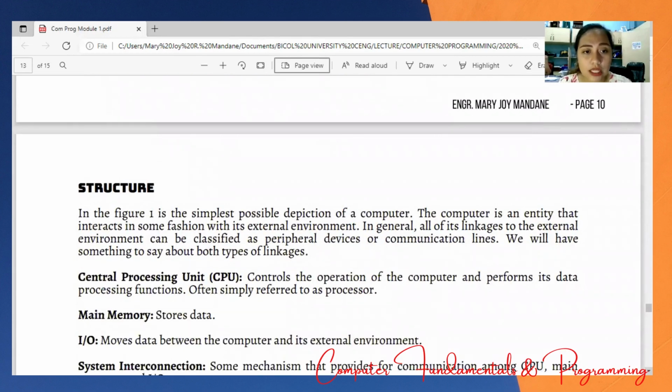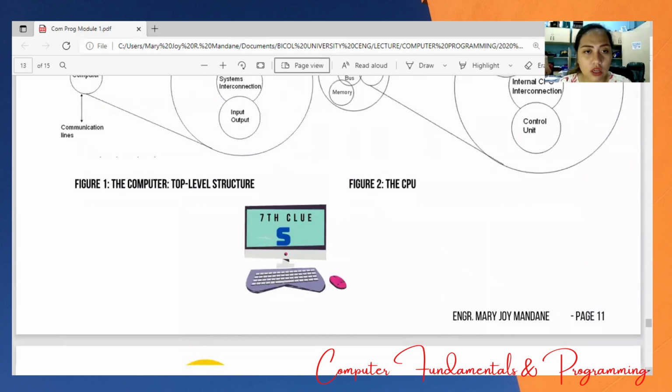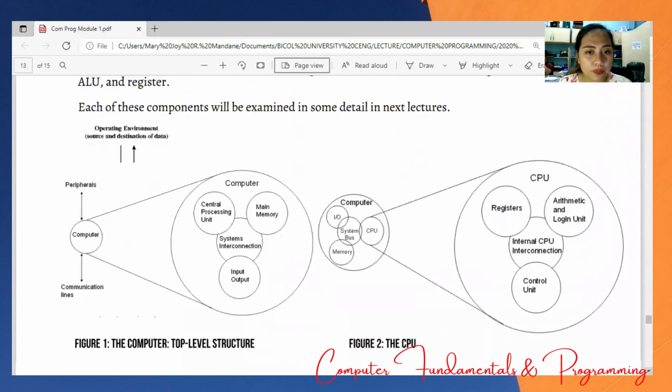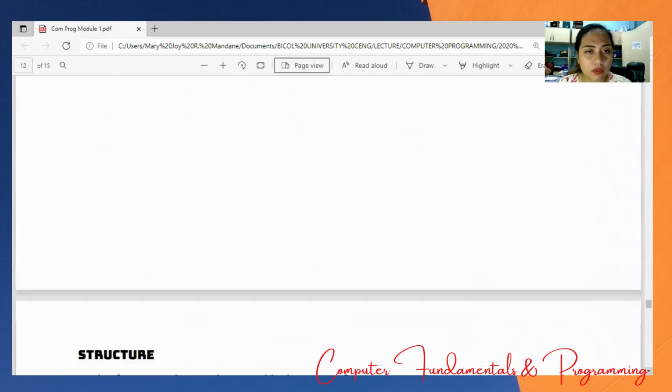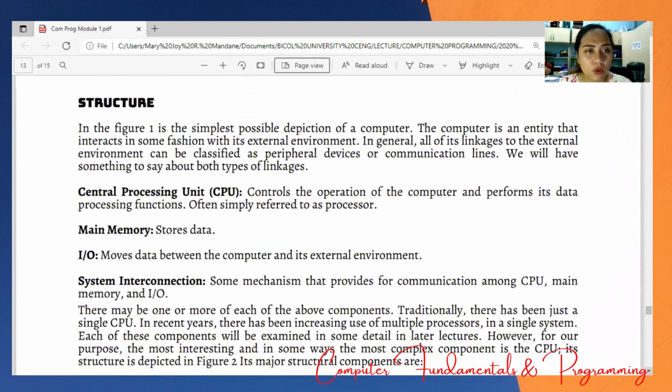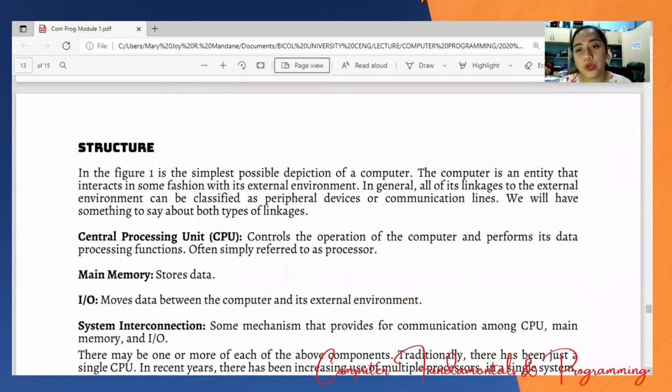In Figure 1 is the simplest possible depiction. So, this is the basic depiction of a computer. The computer is an entity that interacts in some fashion with its external environment. In general, all of its linkages to the external environment can be classified as peripheral devices or communication lines. So we will have something to say about both types of linkages.